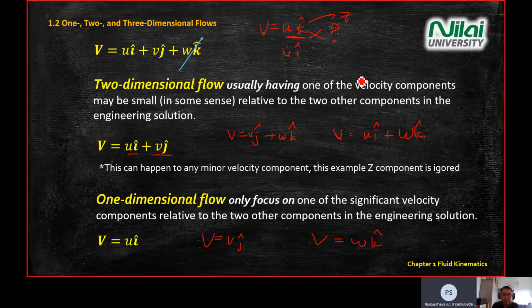You say the two-dimensional flow can be v j plus w k? Yes, it can, as long as you're correct. So for example, with x, y, z, it means y plus z or x plus z, like that. Correct. It means that in your equation you only have two components, two headings. Okay, so this is just a very straightforward example.